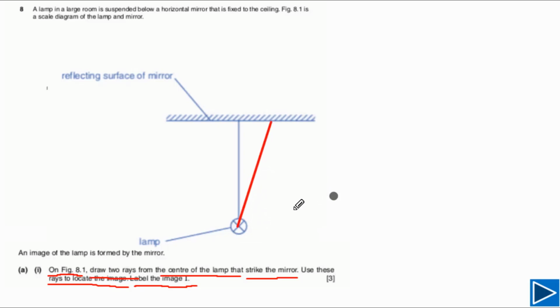Now we need to draw the second one. So the second one we will also take from the center of the lamp. Let's say this is our second incident ray. We have the first one and we have the second one. Next we need to draw normals to these incident rays. So this is our first normal, we can draw like this, and our second normal we can draw here. So these are two normals.